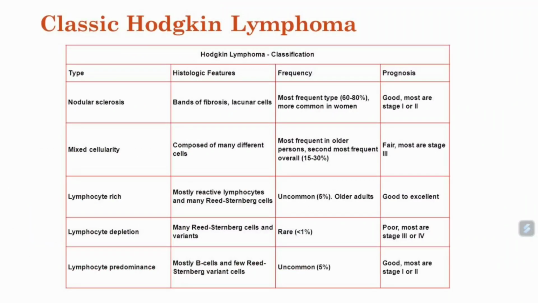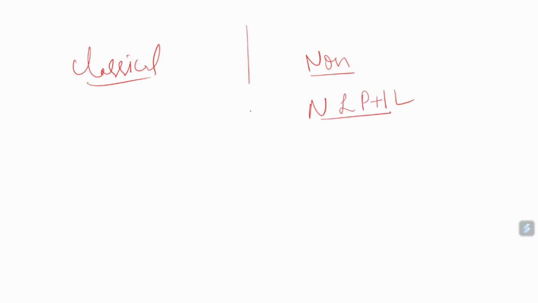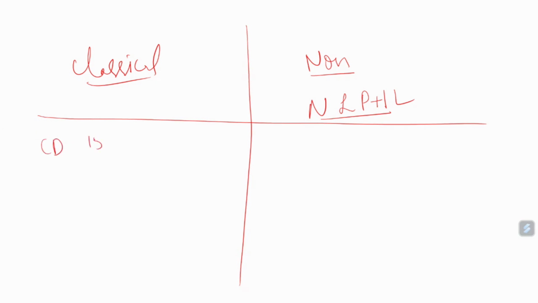Another important thing I would like to tell you, we have two types, right? One is classical and one is non-classical. In non-classical, what do we have? We have nodular lymphocyte predominant Hodgkin's lymphoma. The main difference between classical and non-classical is that classical Hodgkin's lymphoma is mainly differentiated by the presence of CD15 positive cells.